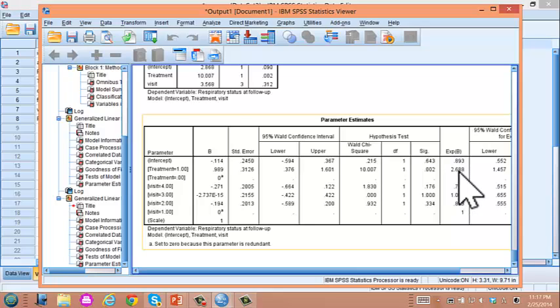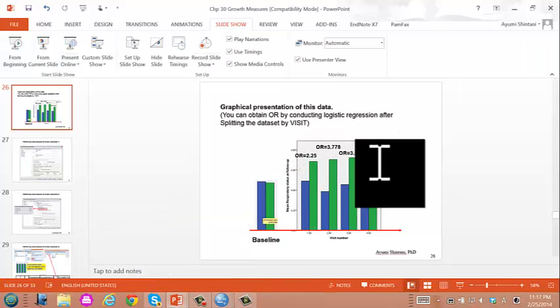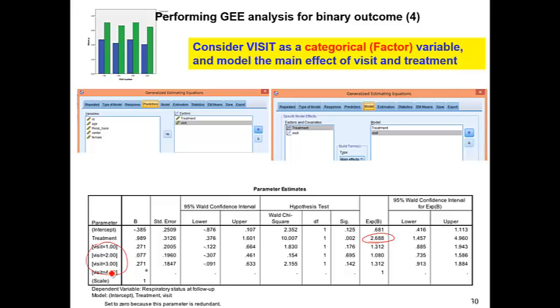This odds ratio 2.688 is a pooled odds ratio of effective treatment over the 4 visits, and this is the crude odds ratio. If you get rid of visit from the model, this would be the predicted value based on this model, and as you see here, it is flat. So there's really no difference made by visit, and the odds ratio, the model estimate, is 2.679.